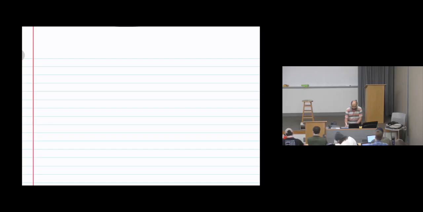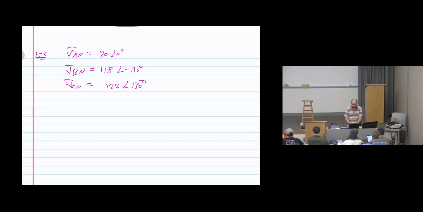So assume we have the following information. Here is an example. We have VAN given as 120 angle 0 degrees. VBN equals 118 angle negative 110 degrees. VCN equals 122 angle 130 degrees. Okay? So the first thing, is it balanced?